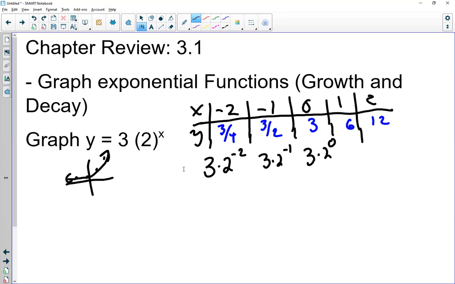So where's this video recorded? Oh, never mind. 3 times 2 to the -2 power, which is 1/4. I have to go get my calculator.